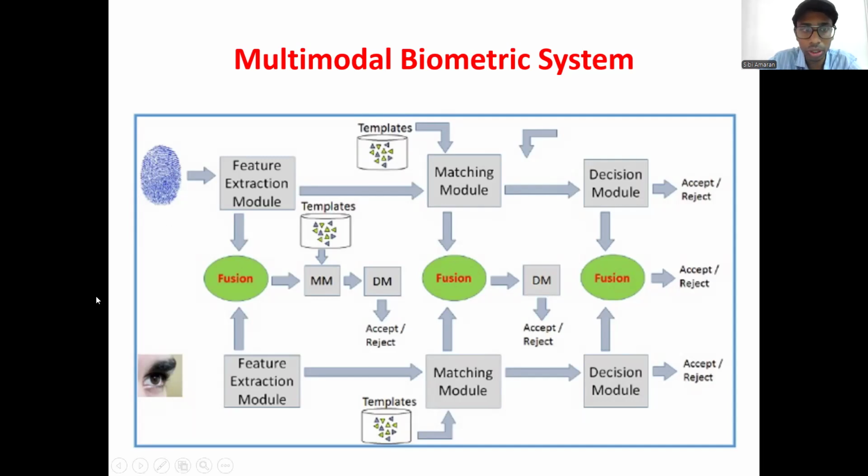After getting this input, I have to collect it. Both will be enrolled and loaded into the database, and we have to come to the conclusion whether it's a verification or identification. Then we have to combine this, and according to that, it is accepted or rejected. This MM represents the matching module and DM represents the decision module. This is for the first trait and this is for the second trait. So this is all about the diagram. Now we can move into the next slide.